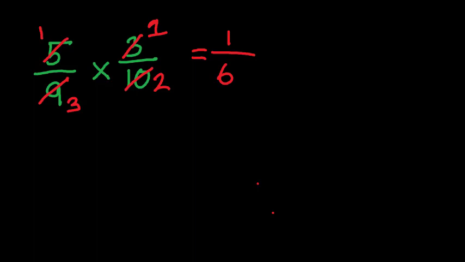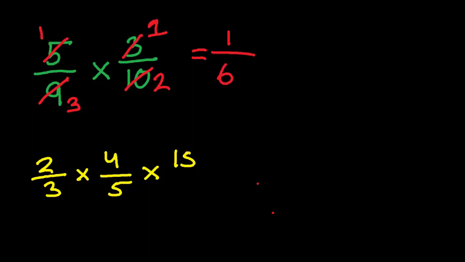So that's how it's going to work. It can only work with numbers across, one from the top and one from the bottom on either side. It can't go like one from the top and one from the top. It has to be across. So let's work on another problem with more than two numbers. Say we have 2/3 times 4/5 times 15/8.